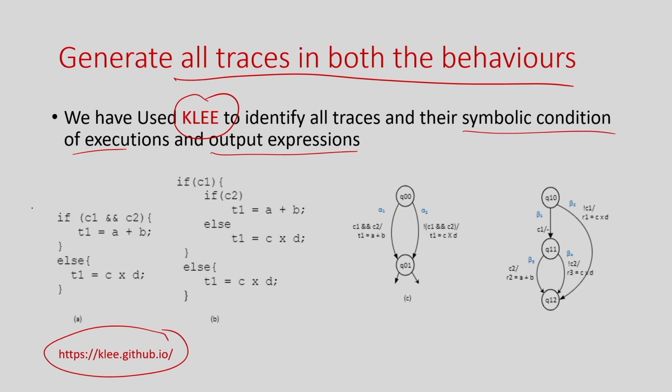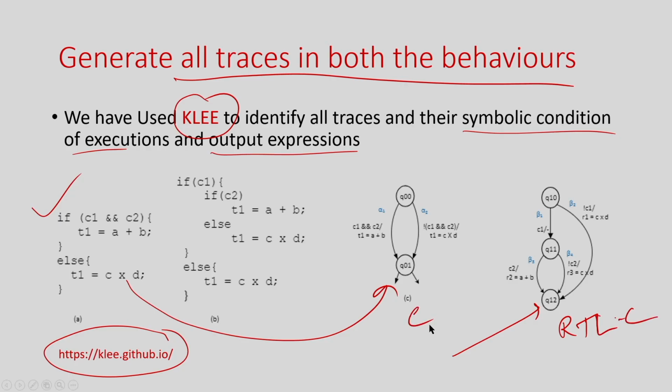Suppose this is my input behavior, and because of the conditional scheduling, this is the representation, and this is the final RTLC, and this is my C. I am not going to explain here how it is happening. One thing you can understand is that there are two traces here. I take a very small example to explain, and here there are 3 traces. So there are 2 traces here and 3 traces here.